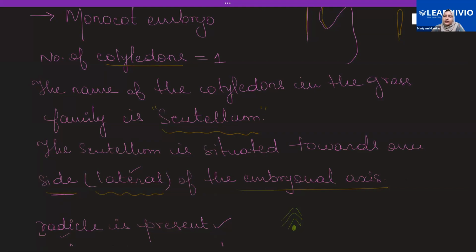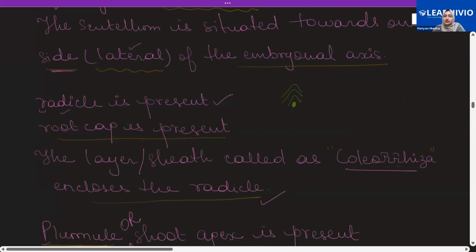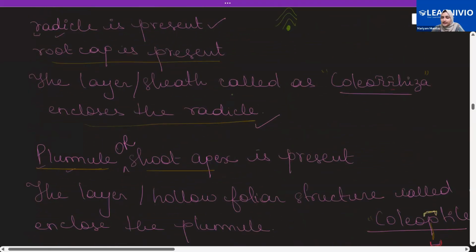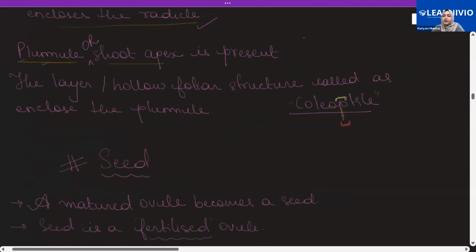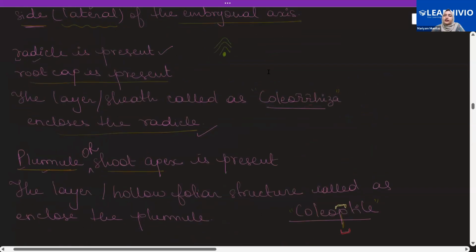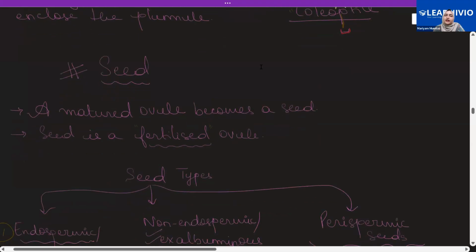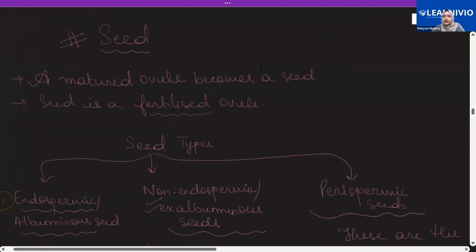In the monocot embryo, there is also a radicle and plumule, which give rise to the root and the stem, but they have an external sheath present. The radicle is enclosed in a sheath-like structure called coleorhiza. And the plumule is enclosed in a sheath-like structure called coleoptile. Remember, coleoptile has P in it, so it covers the plumule. Coleorhiza has R in it, so it covers the radicle. Then after that, the seed gets formed.